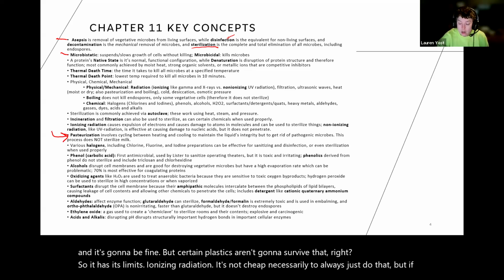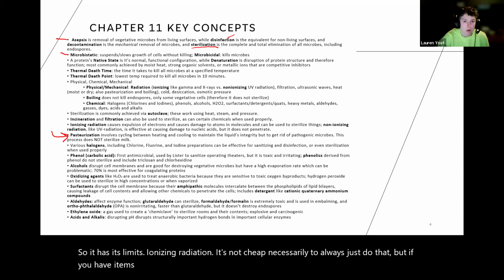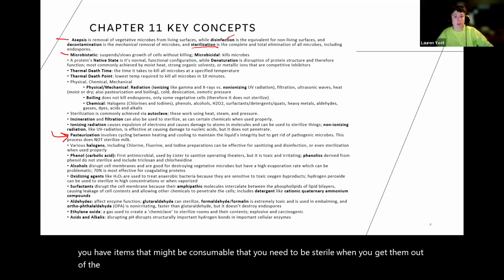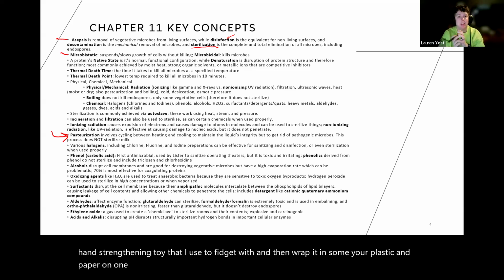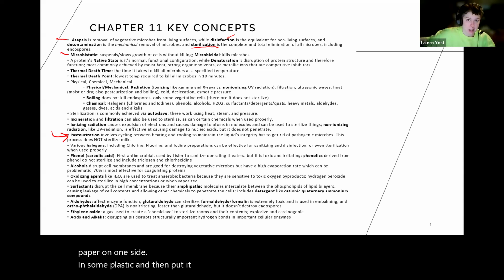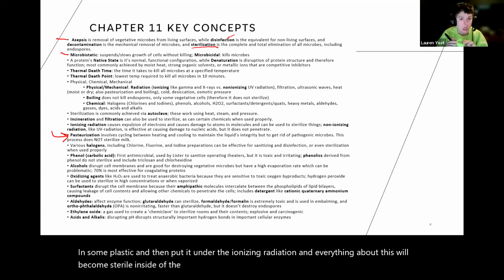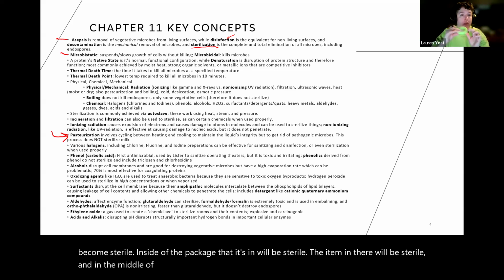But if you have items that might be consumable that you need to be sterile when you get them out of the packaging, you can take this hand strengthening toy that I use to fidget with, wrap it in some plastic or paper on one side, seal it in some plastic, and then put it under the ionizing radiation. And everything about this will become sterile. The inside of the package will be sterile. The item in there will be sterile, and the middle of it will even be sterile if it wasn't previously, because the ionizing radiation can penetrate that whole thing.